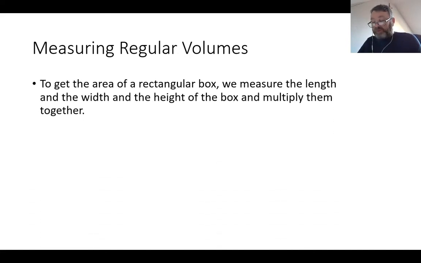To get the volume of a rectangular box, we measure the length, then we measure the width, and we measure the height. So you've got to get 3 measurements: length, width, and height. And we do that by using a ruler. So we're back to the very beginning of this chapter. An ordinary instrument to measure length and width and height is the ruler.